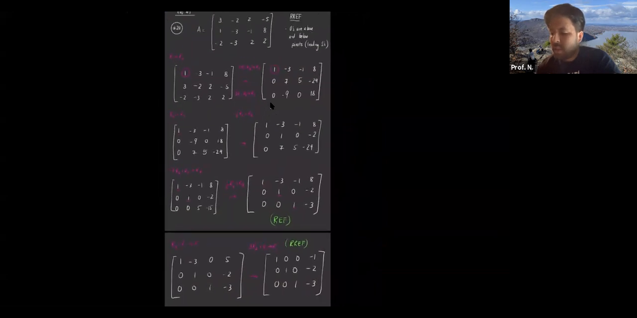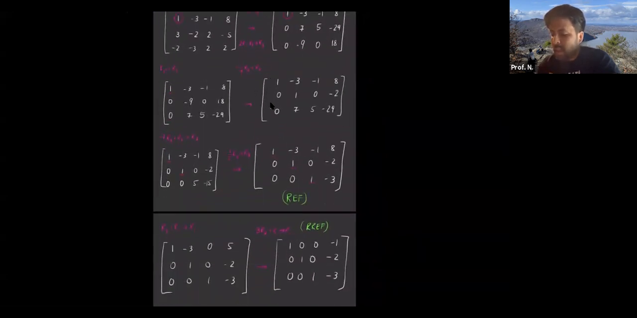But yeah, this should be it. And I don't think it's going to be anything crazy, right? It's just very straightforward. Apply the row operations to get it to row reduced echelon form.